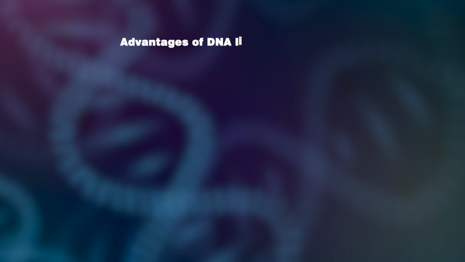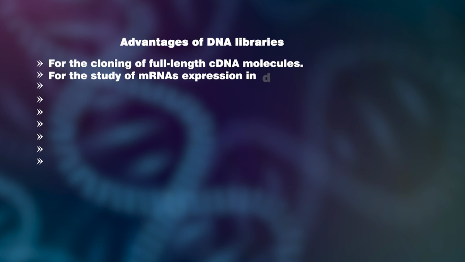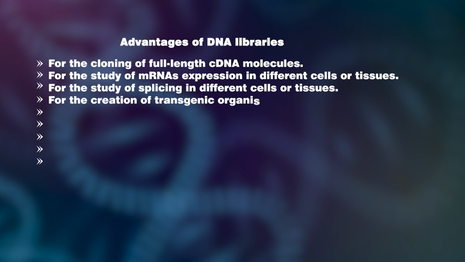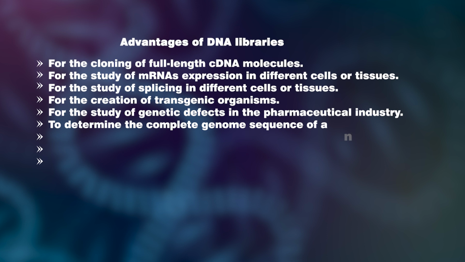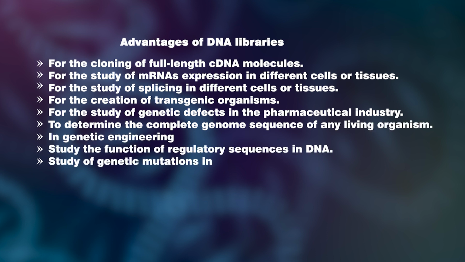Next type of library in genetic engineering is genomic DNA shotgun library. Now, this type of library is created by randomly shearing genomic DNA into very small fragments and cloning them into vectors. Shotgun libraries are usually used for large scale genome sequencing projects.